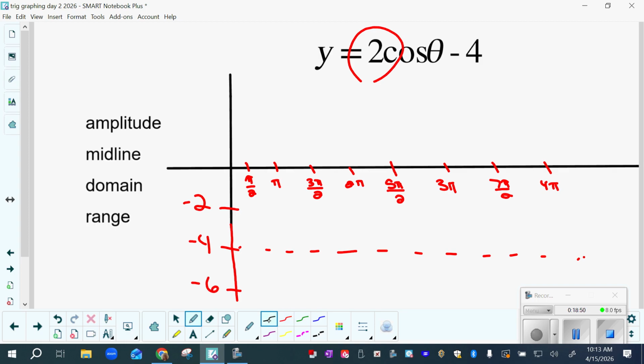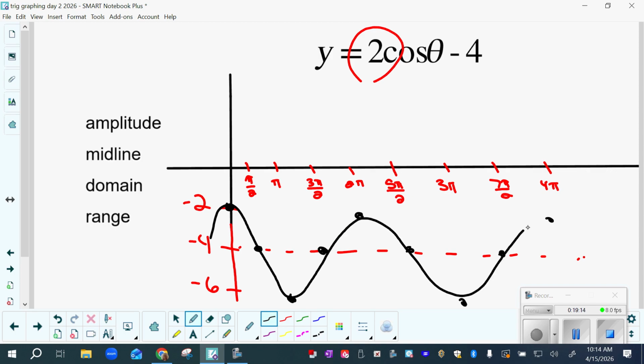Does that make sense? So here's what we want to be careful of. Cosine starts off of the midline. He's going to start up here, then middle, then down, then middle, then up, then middle, then down, then middle, then up. Our amplitude is 2. Our midline is y equals -4. Domain, all real numbers. Our range goes from -6 to -2.